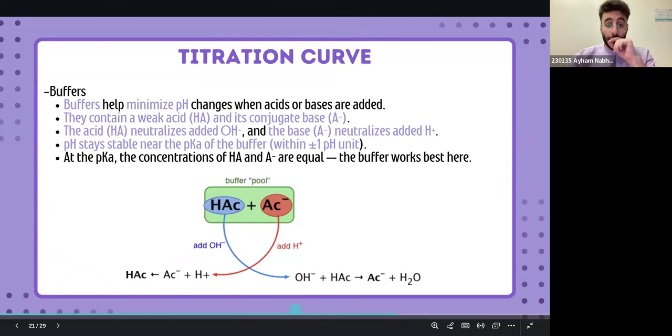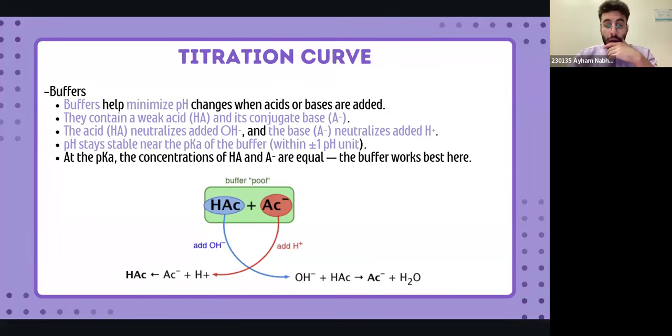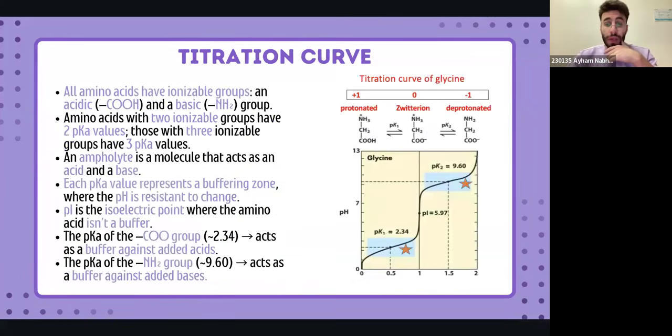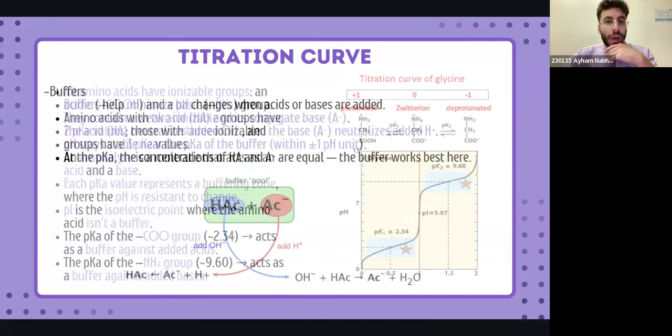So as you can see over here, we added a hydroxyl group, so the weak acid would come and work on it. Hydrogen with an oxygen atom would make water, and the conjugate base is just going to be left, because it's fine. Okay, so that's the buffers.